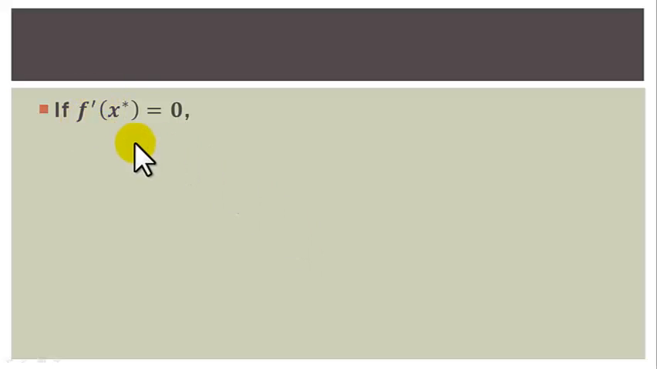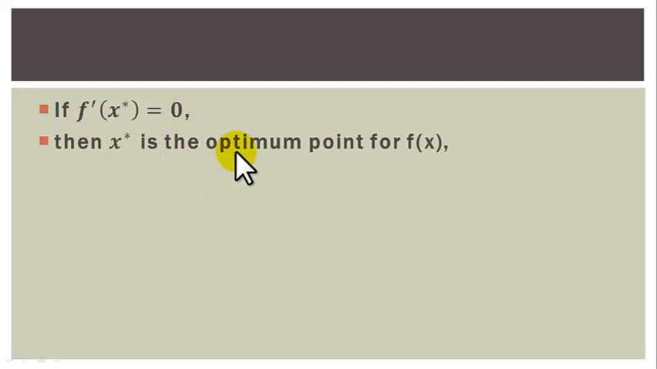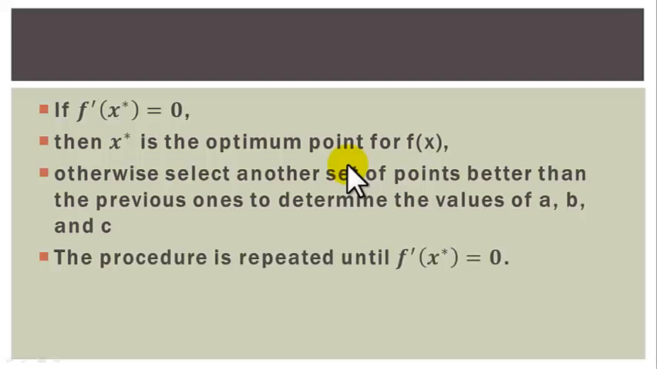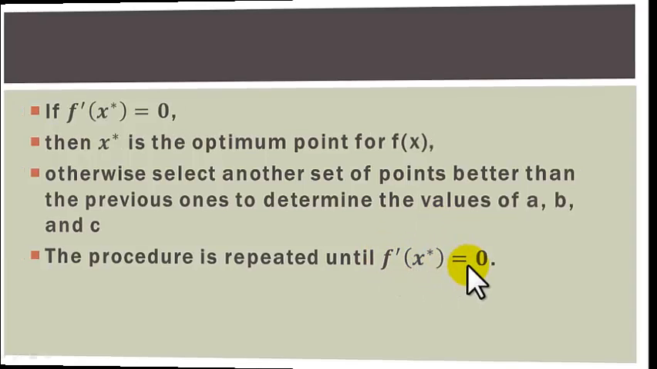If f prime x star is equal to 0, then x star is the optimum point for our original function f of x. Otherwise, we select another set of points which are better than the previous ones to determine the values of a, b, and c. The procedure can be repeated until f prime x star equal to 0 is obtained.